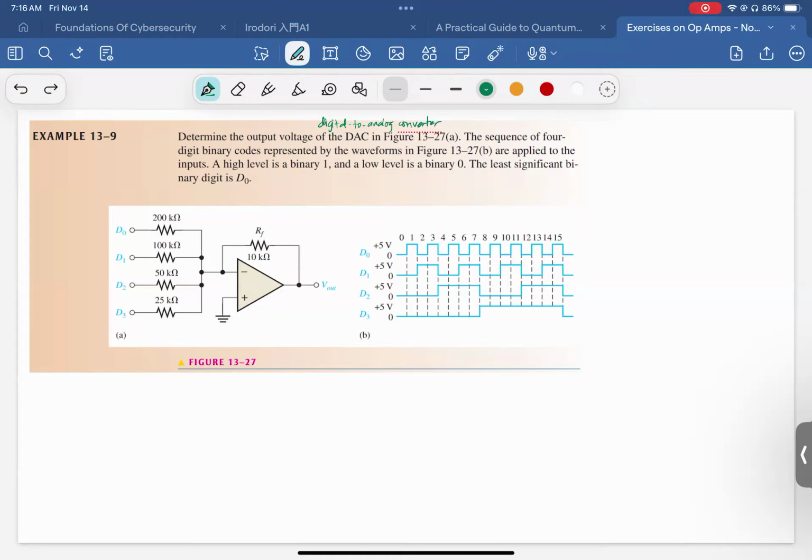So halimbawa, tignan natin itong unang case na to. Sa case na yan, we have a signal that is turned off, nasa 0, nasa 0, nasa 0, and nasa 0. So in digital electronics, that corresponds to, so kung iikot ko, no? So this is D3.